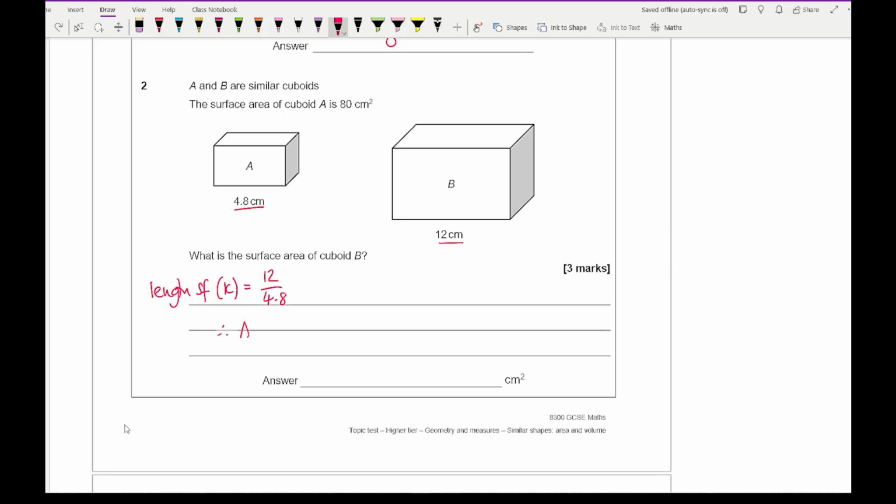So that means that the area scale factor, which is k squared, is going to be 12 over 4.8 all squared. Now if I type that into my calculator, I get 12 divided by 4.8, which is 2.5. Square that, and I get 25 over 4, or as a decimal 6.25. So then to get from A to B, I need to multiply by the scale factor. So it's going to be 80 times 6.25, which gives me an answer of 500.